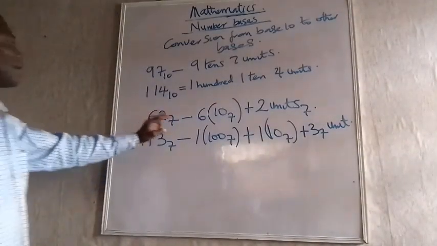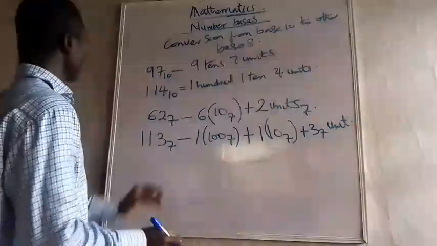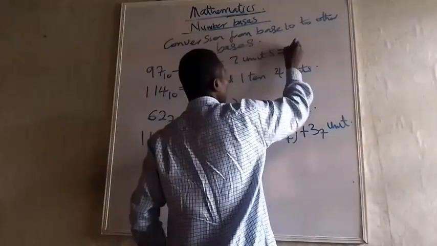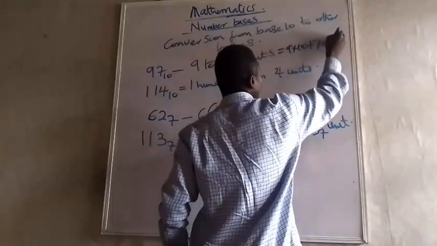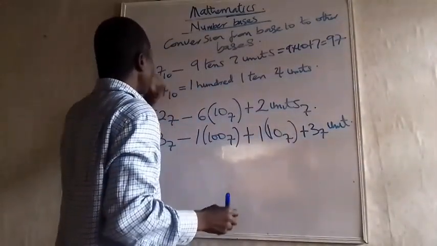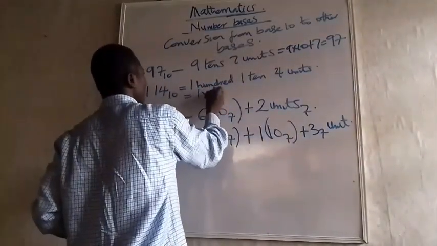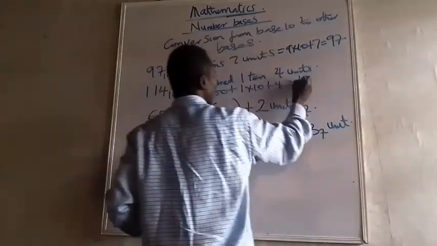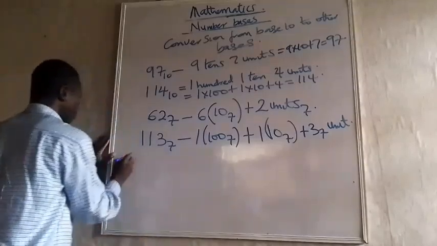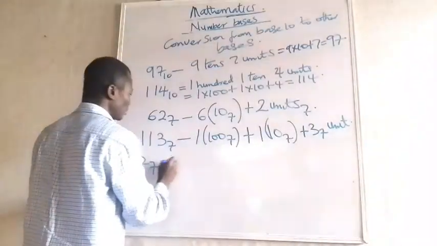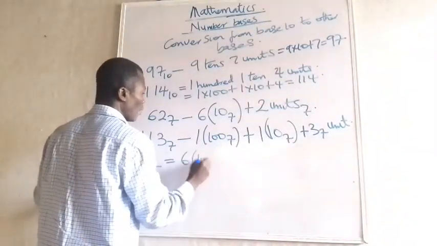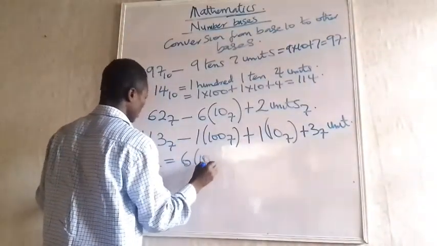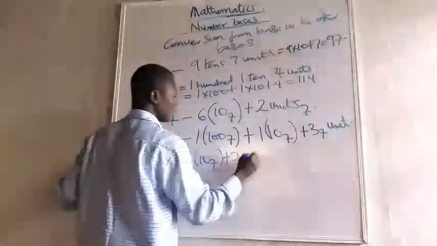You understand? I will now show you why I break it down like this. You can see that this one is 9 times 10 plus 7, which is 97. This one is 1 times 100 plus 1 times 10 plus 4, which is 114. For this one now, 62 base 7, as I have broken it down, it's going to be 6 into 10 base 7 plus 2 base 7 units.